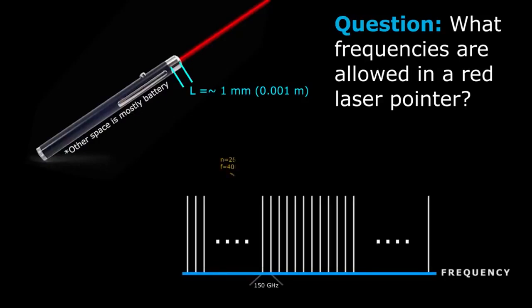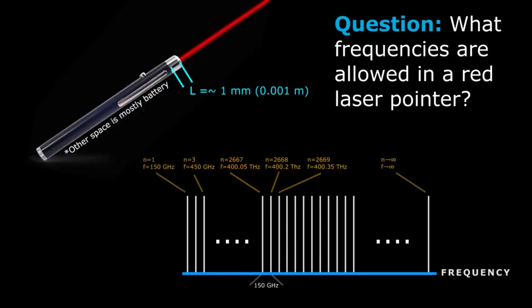Here we have N equal to 2667, and the corresponding frequency of 400.05 THz. Here is 2668, 2669, and so on. These are the frequencies that are allowed to resonate in this laser cavity.